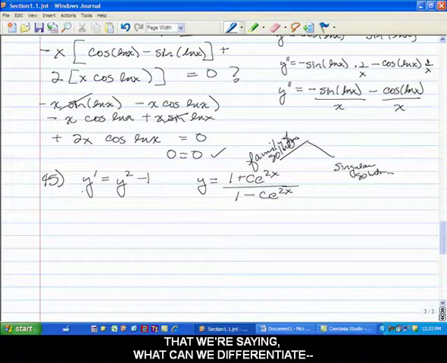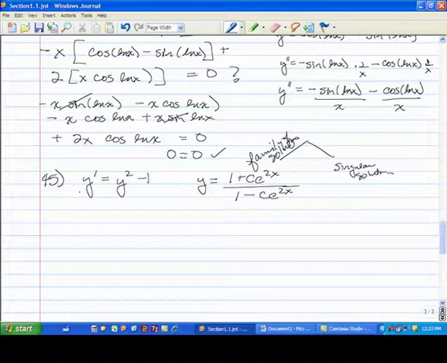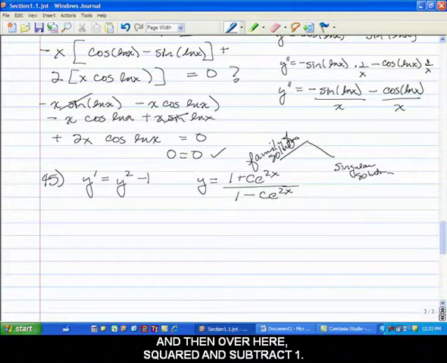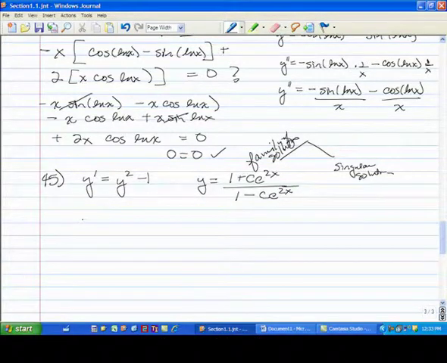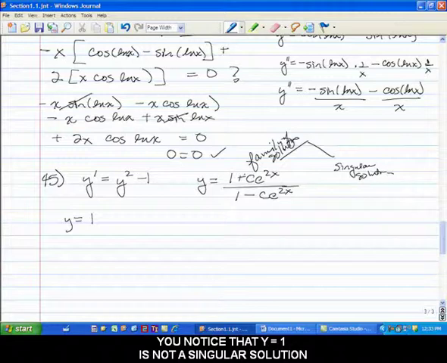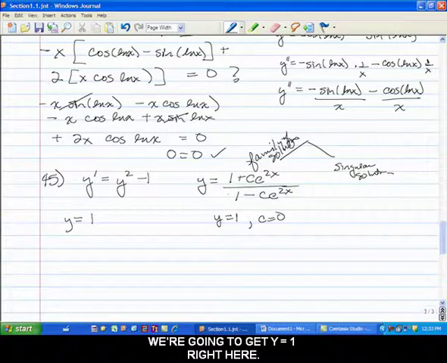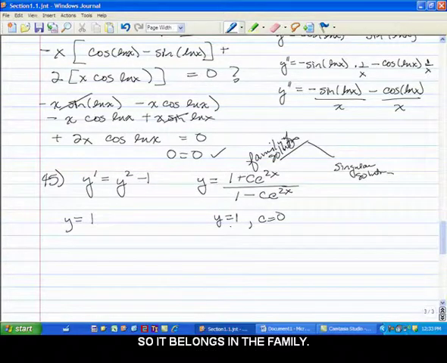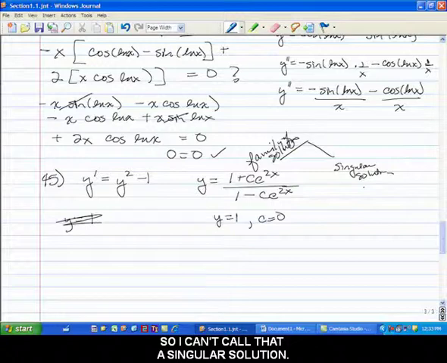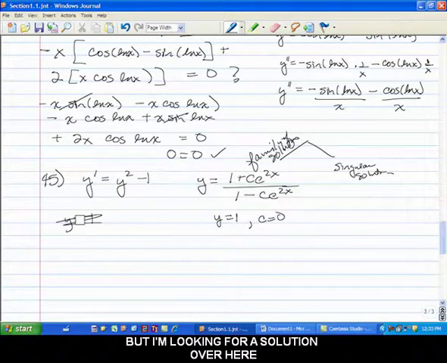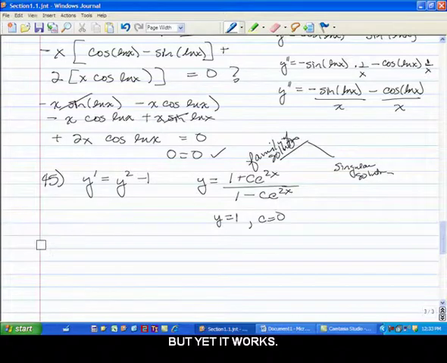But we're saying, what can we differentiate? And then over here, square it and subtract 1. How about y equal 1? You notice that y equal 1 is not a singular solution, because when c equals 0, we're going to get y equal 1 right here. So it belongs in the family, so I can't call that a singular solution. But I'm looking for a solution over here that doesn't come from the family, but yet it works.